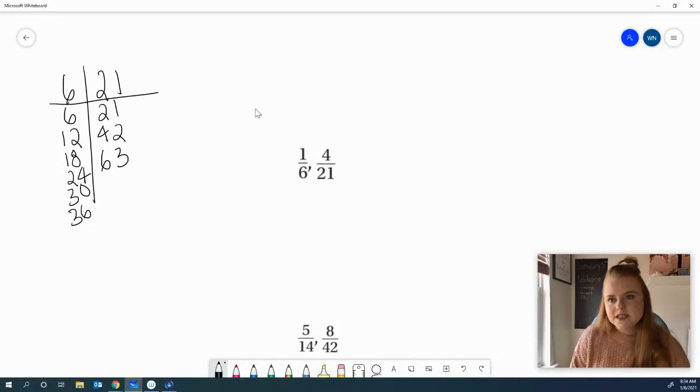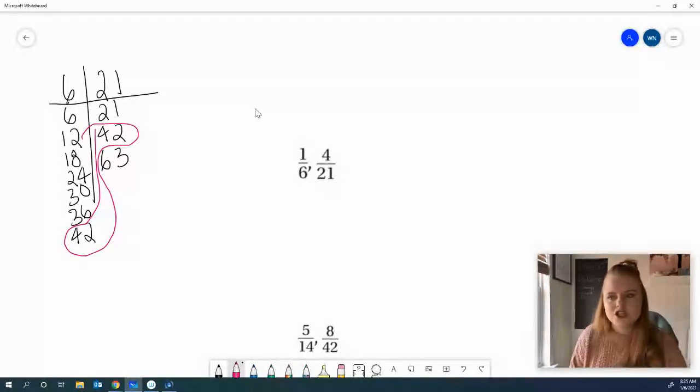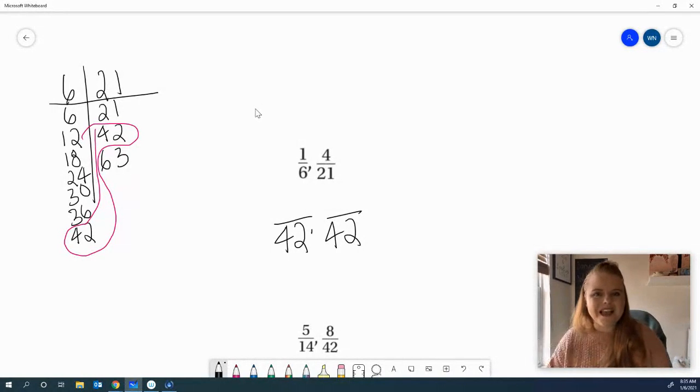So 36, 6 times 7 is 42. Look, there it is. You just have to keep trying. My least common multiple is going to be 42. So if my denominator, my common denominator, is 42. Wait, let's back up. I think I just dropped a vocabulary term and didn't explain it.